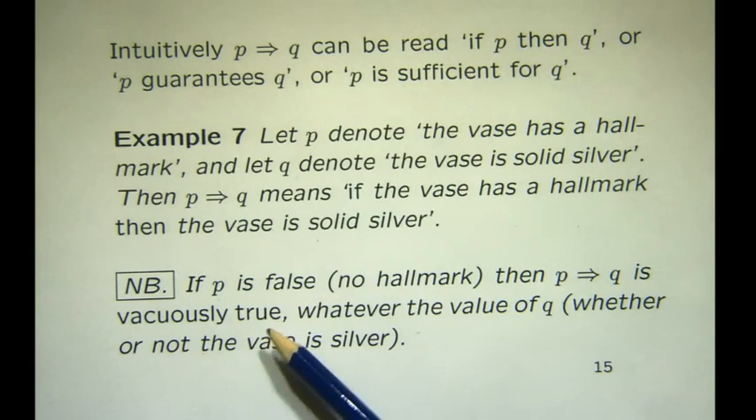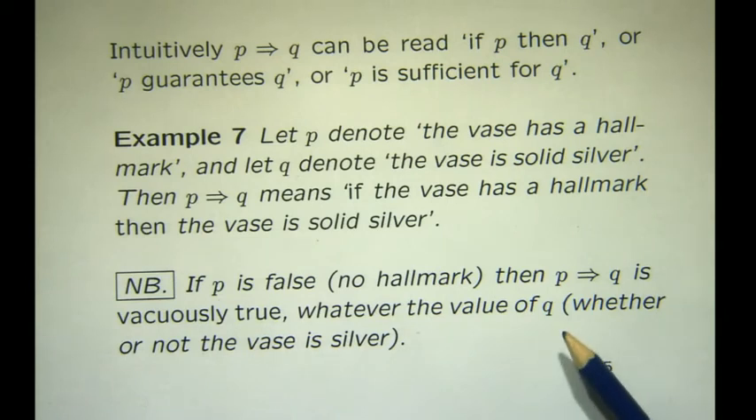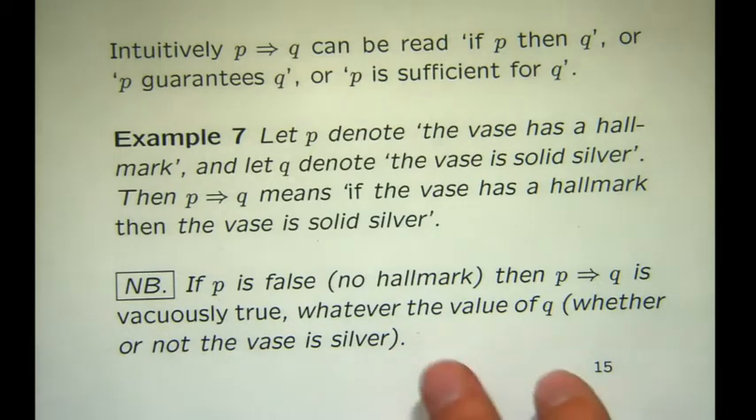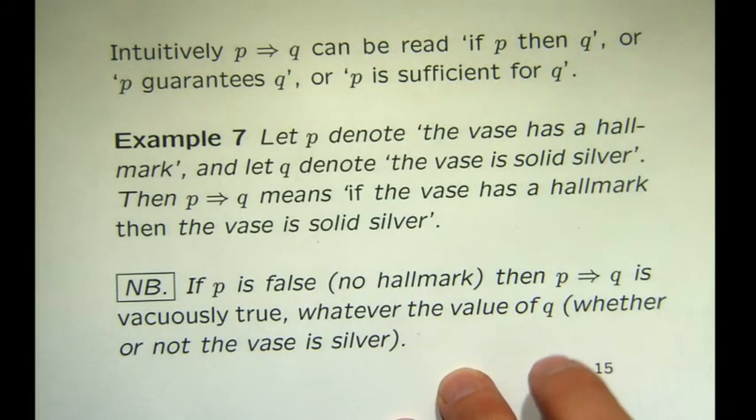The left-hand side is false. But now it doesn't matter what the value of Q is, whether or not the vase is silver, the implication is true. And that's the thing, I think, which gets people. Hope you find that useful. We'll get a chance to practice some more with implication in the problem classes this week.